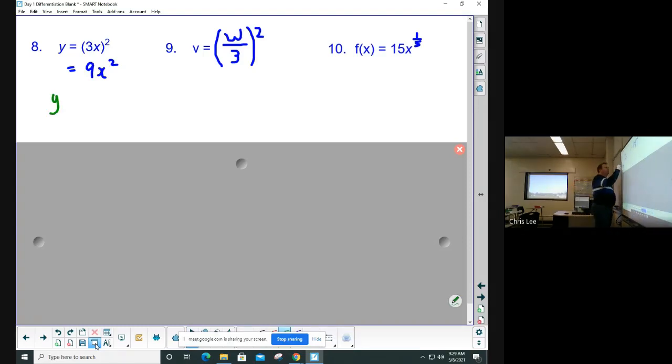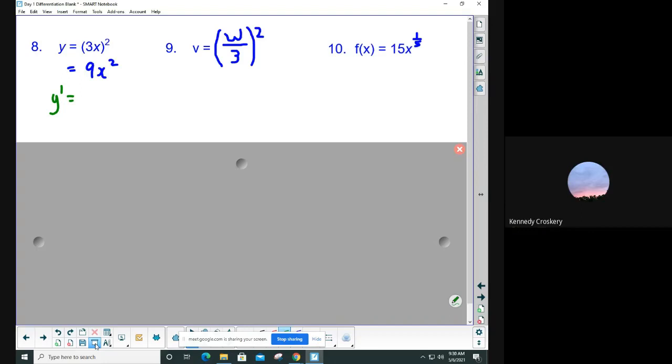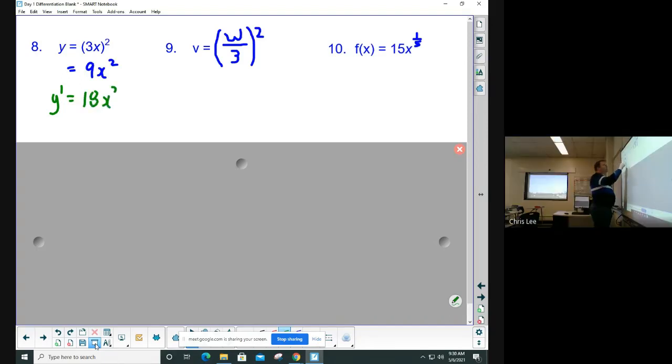Now I'm going to differentiate. So you see how I didn't put the y down there because I didn't change it. All right, I just changed the appearance, but I didn't do the calculus. Now I'm going to do the calculus. And Kennedy, what do you think the derivative of 9x squared is? 18x. There you go. Not the square, just 18x.